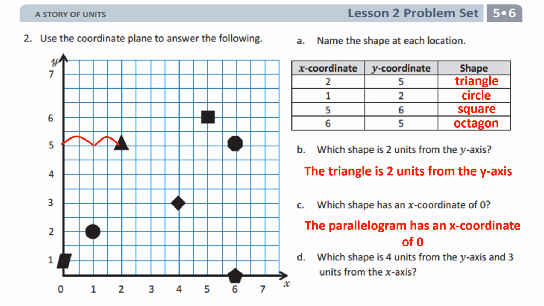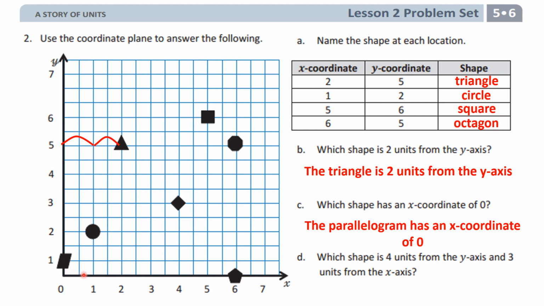For D, which shape is 4 units from the y-axis and 3 units from the x-axis? D is kind of like B. Looking for a shape that's 4 units from the y-axis. Here's my y-axis, and I would be moving 4 units away to the right. That means the x-coordinate would be 4. 3 units from the x-axis. Here's my x-axis. 3 units away would be up. So the y-coordinate would be 3. So I'm looking for a shape that has the coordinate points of 4, 3.